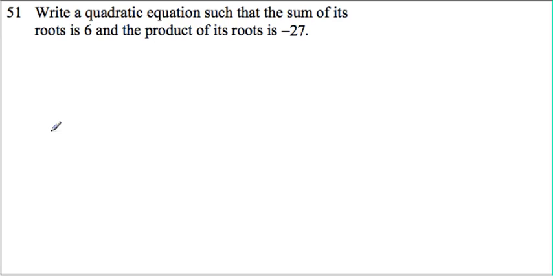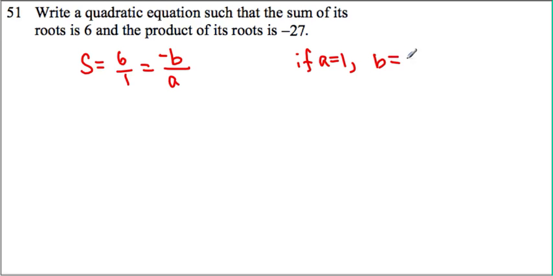Alright, let's look at number 51. Write a quadratic equation such that the sum of the roots is 6. So sum is equal to 6. That means I can put it as 6 over 1. Then if a is equal to 1, then negative b will be equal to 6. In other words, if a is equal to 1, then b would have been equal to negative 6.